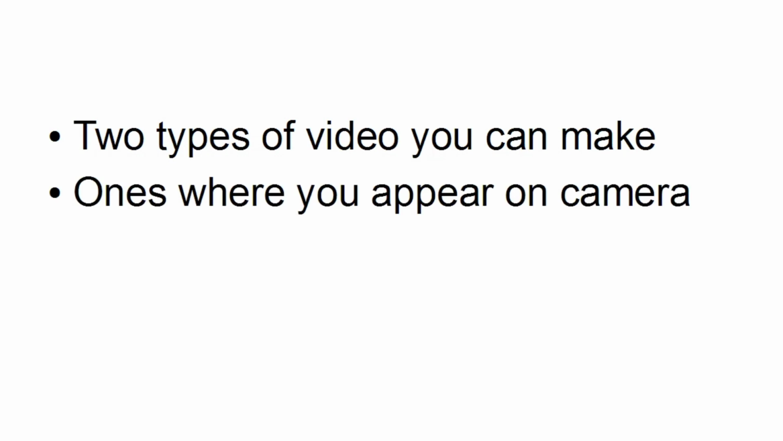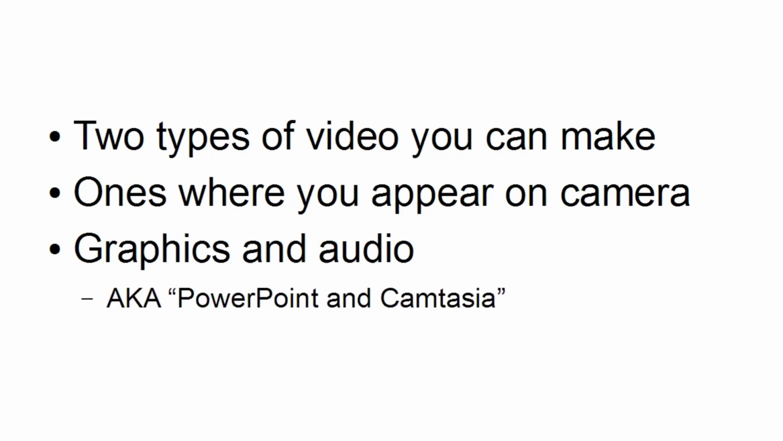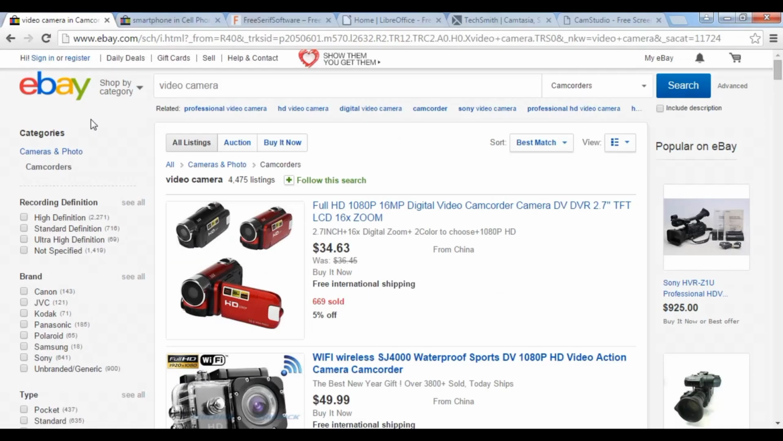Now, there are two types of video that you can make. There are ones where you appear on camera, and there are also videos that are just graphics and audio. These are sometimes known as PowerPoint and Camtasia videos after the types of software that's involved. And this type of video is a PowerPoint and Camtasia video. Now, I don't have time to go into the mechanics of video making in this video because it is quite a complicated subject, but there are lots of videos on YouTube that can help point you in the right direction.